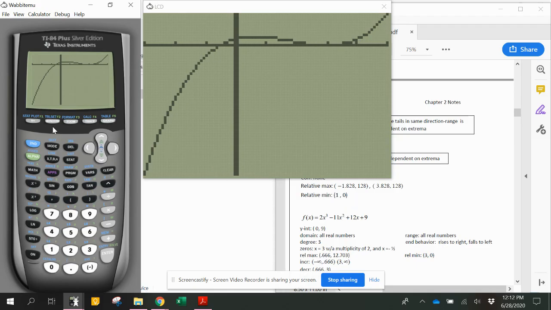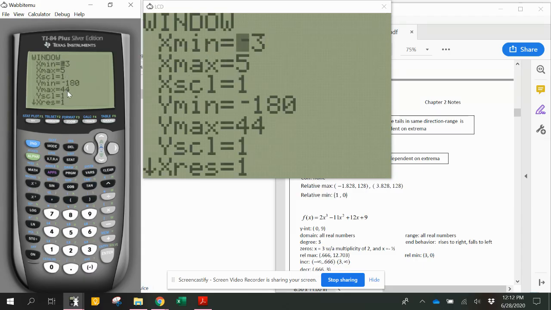Okay, so that was changing the window. I chose X, maybe it's a guess, but I typed it in. See, my X's are the same, but don't hit graph after that. You want to hit zoom fit. Okay, back to my graph.